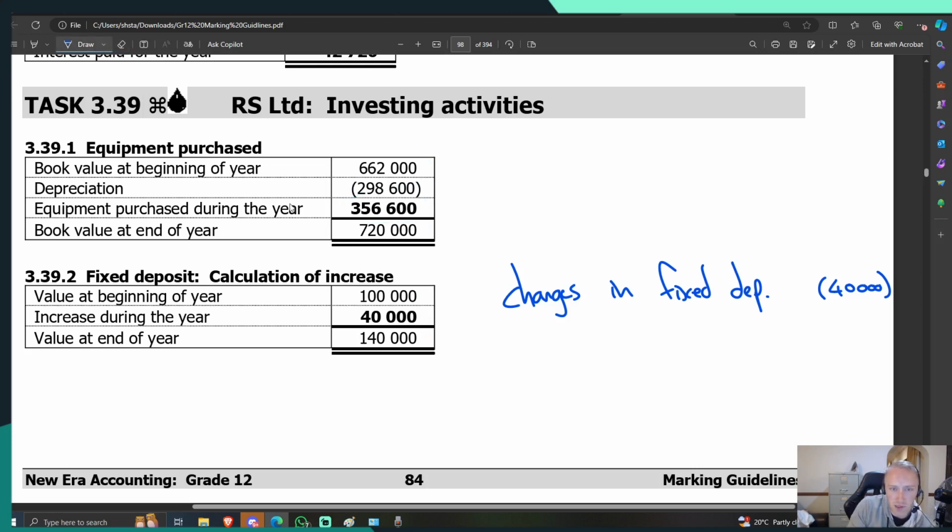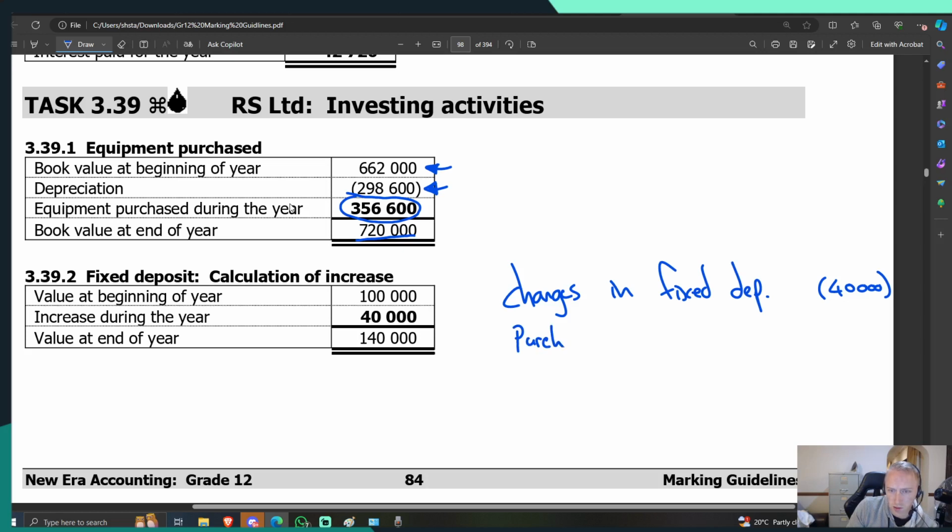If we were to work backwards, we'd say 720,000. Instead of minus, we're going to plus the depreciation amount. Instead of plussing, we're going to minus book value at the beginning of the year. And the difference between those, the answer there, will be your equipment purchased during the year, 356,600.